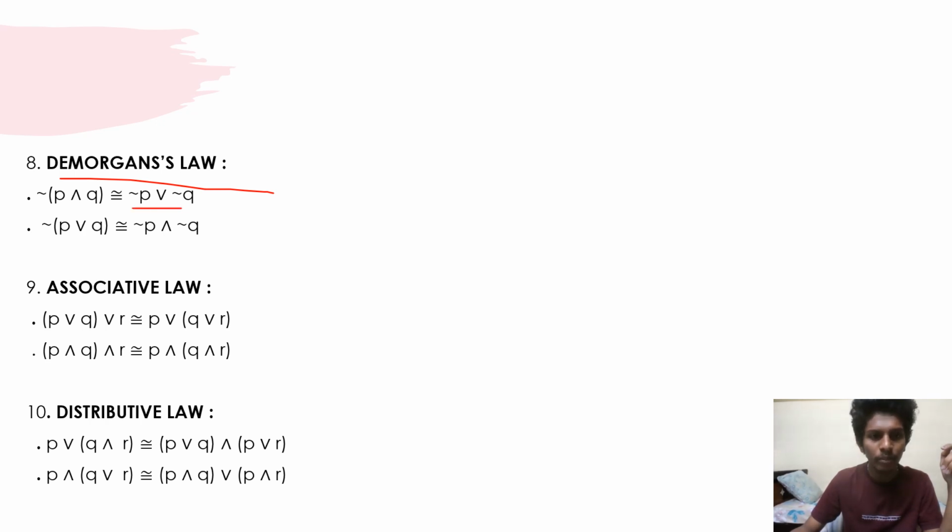We will get negation P or negation Q. Here AND is changed into OR. Here OR is changed into AND. The next law is the associative law.